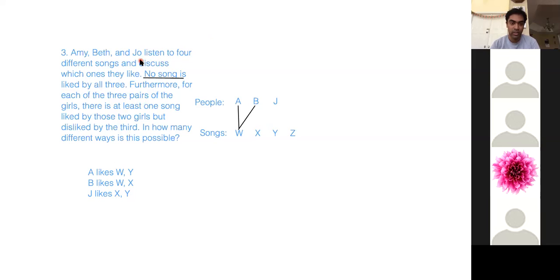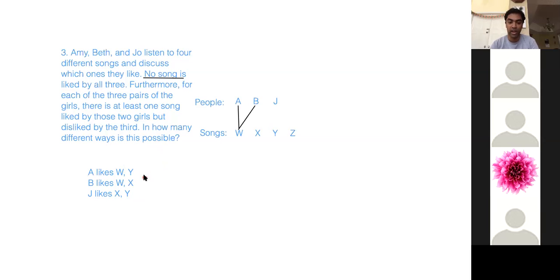Let's double check. So they listen to 4 different songs, and no song is liked by all 3. That is satisfied here. For each of the 3 pairs of girls, so one is AB, one is AJ, one is BJ, there's at least one song liked by those 2 girls but disliked by the third. So AB liked W, which was disliked by J. AJ liked Y, which was disliked by B. BJ liked X, which was disliked by A. So that is satisfied. And in how many different ways is this possible?